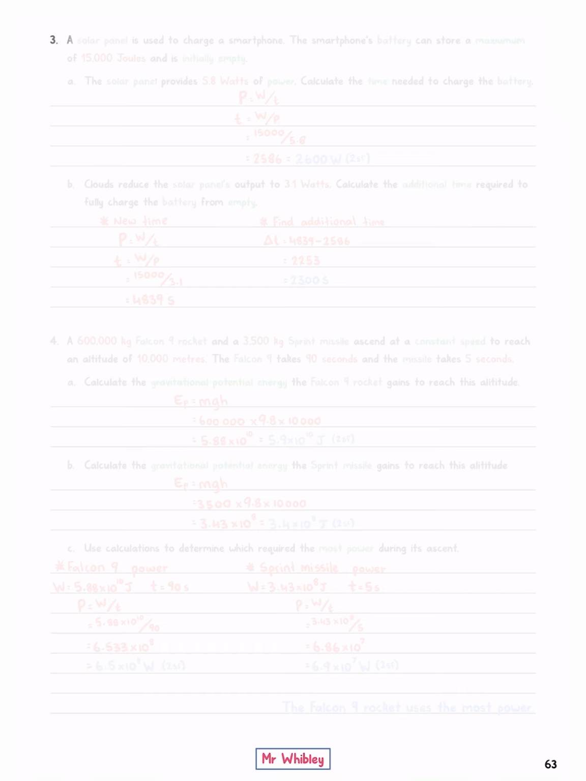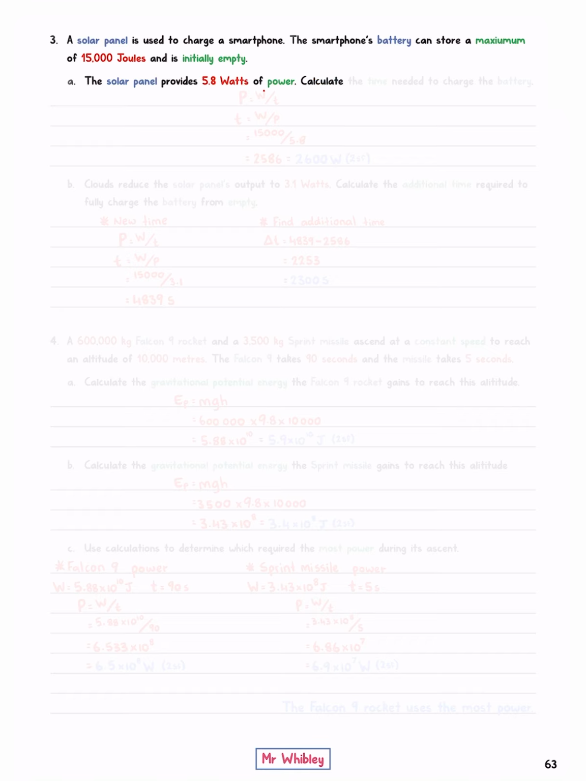Question 3. A solar panel is used to charge a smartphone. The smartphone's battery can store a maximum of 15,000 joules and is initially empty. The solar panel provides 5.8 watts of power. Calculate the time needed to charge the battery. Knowing that power is work over time, solving that for time by swapping our P and our T around, putting in our maximum energy and our power, gives me 2,586 or 2,600 seconds to two significant figures.